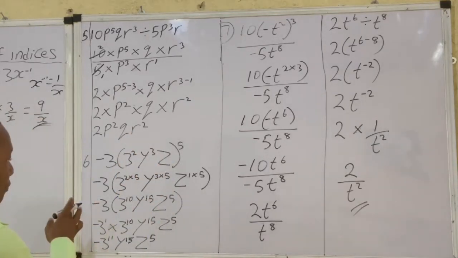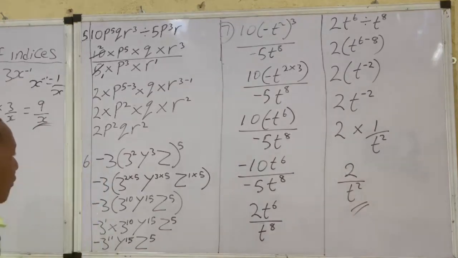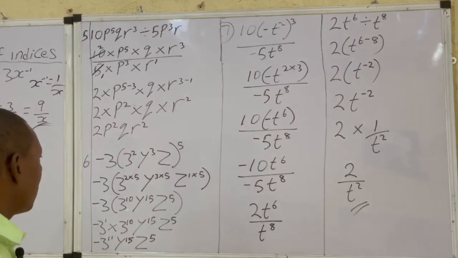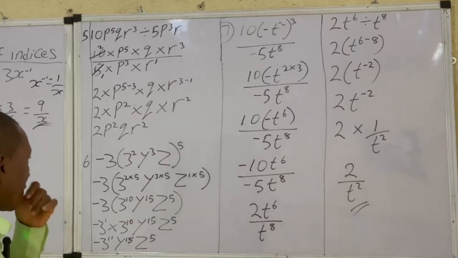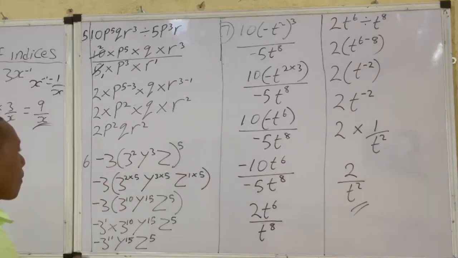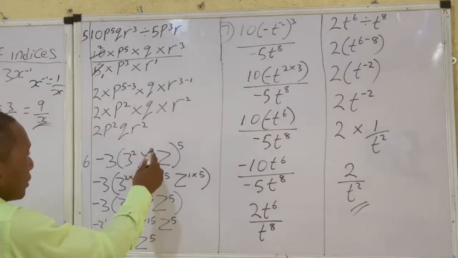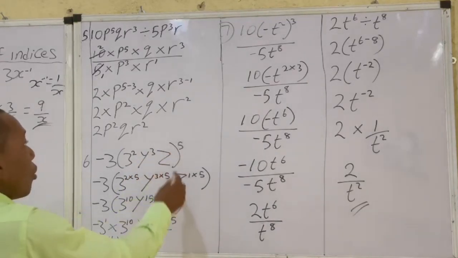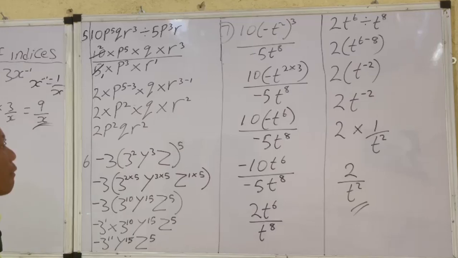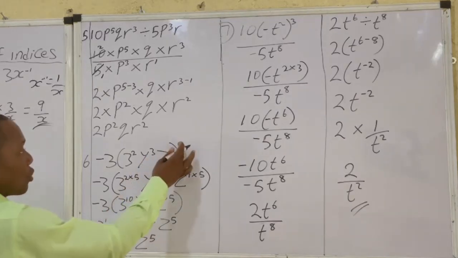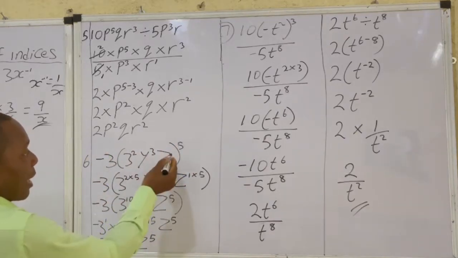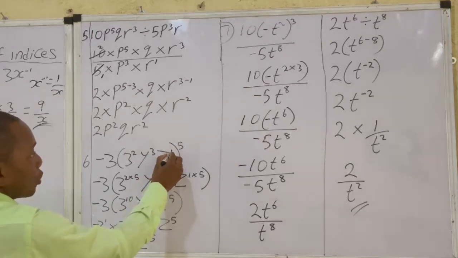You can see, this is a very simple mathematics written on the board. Now, take a look at this. You have minus 3 bracket 3 squared y raised to power 3 z, everything raised to power what? 5. Remember, if a power is raised to another power, what you do is simply multiply. So I'll just expand it. I'll use this one to multiply all the powers inside. Now remember, since there is no number here, I'll put 1 here.